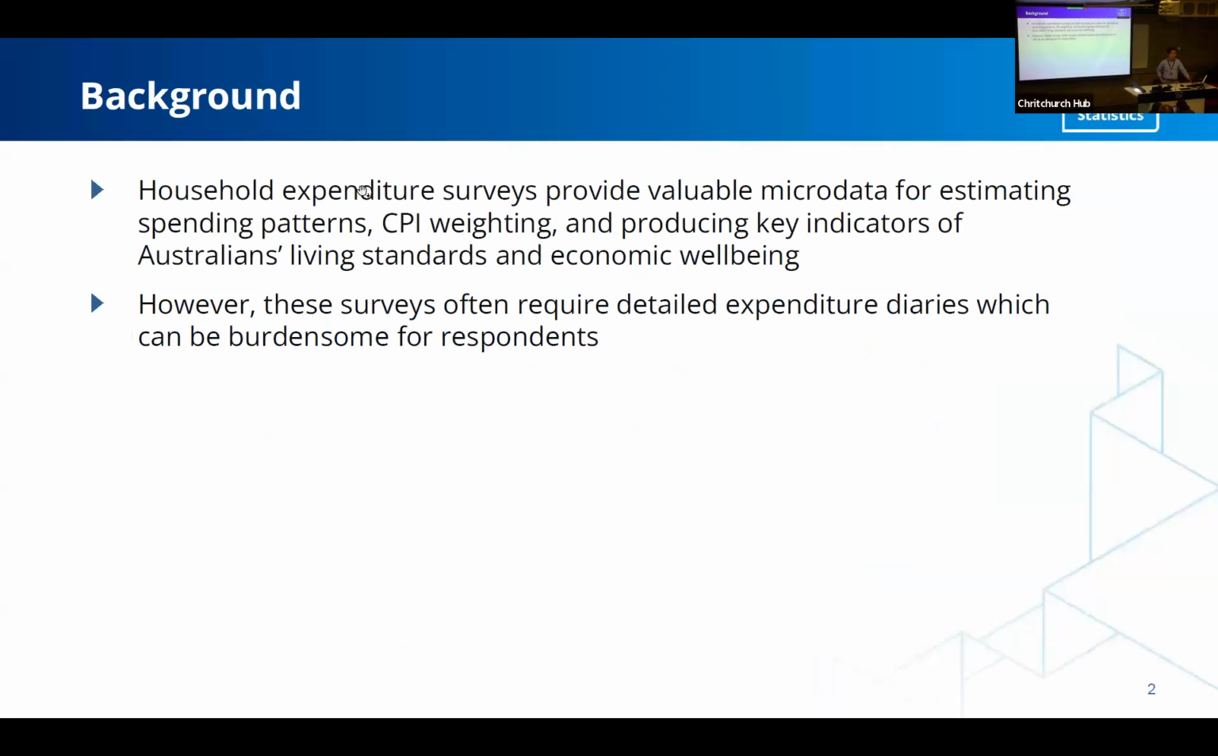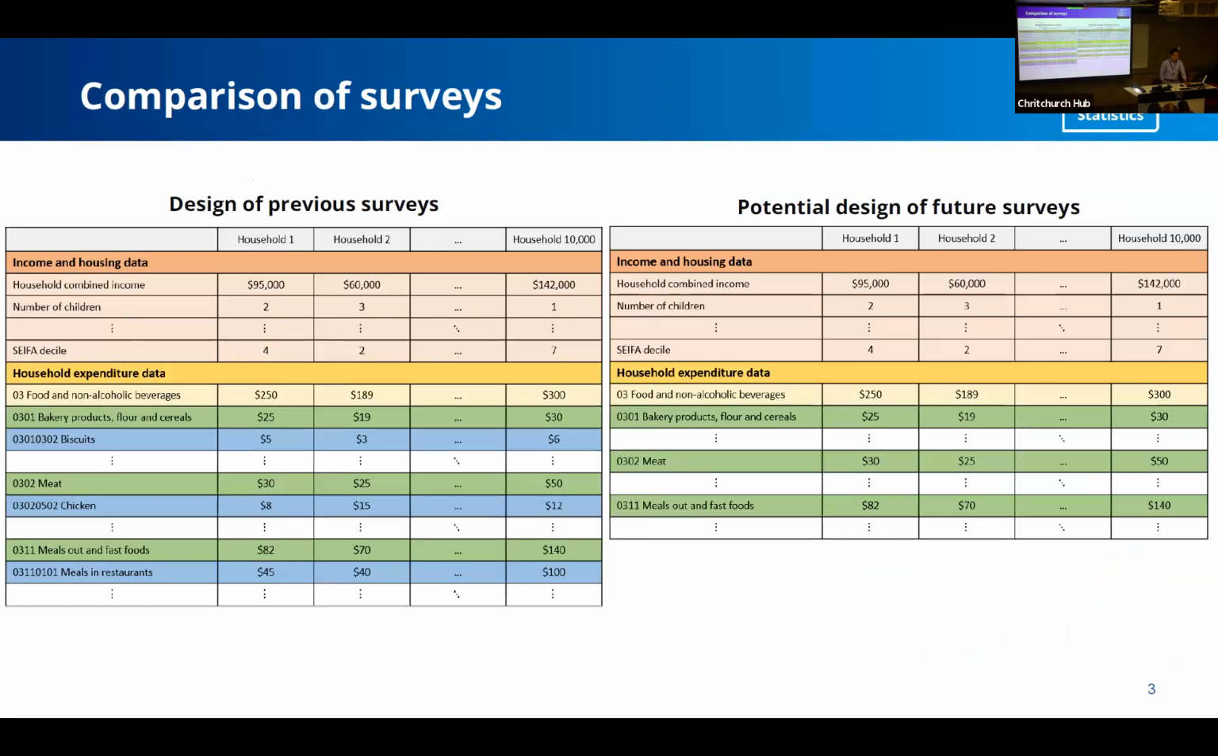Okay, so for a bit of background, household expenditure surveys provide a lot of valuable microdata for estimating spending patterns and weighting of the consumer price index, and also producing key indicators of Australia's living standards and economic well-being. There is an issue, however. These surveys are often quite burdensome, requiring detailed expenditure diaries, and that's something that at the ABS we're trying to reduce. So this slide shows a comparison of the designs of previous surveys and the potential design of future surveys.